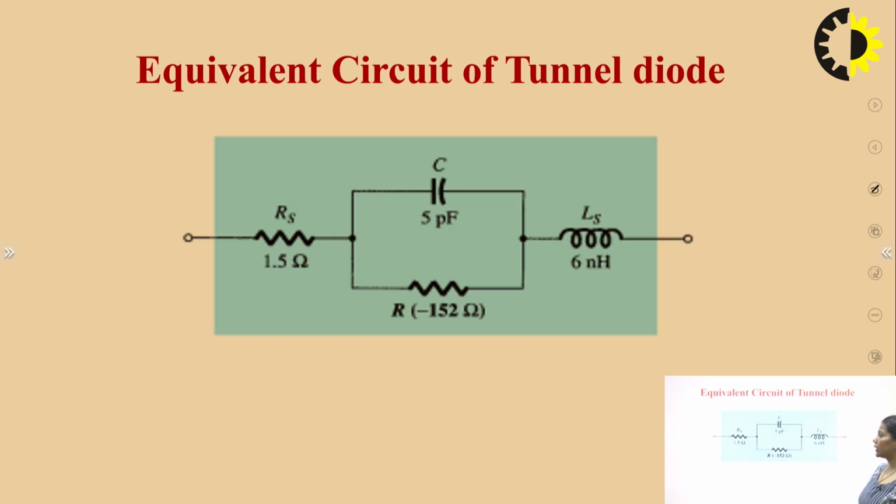This is the equivalent diagram. So here the diode can be represented as a capacitor and resistor in parallel, and then this whole arrangement is in series with a resistor and an inductor.